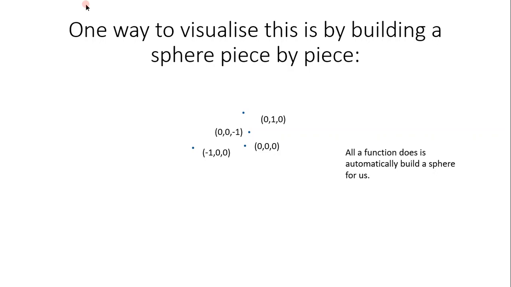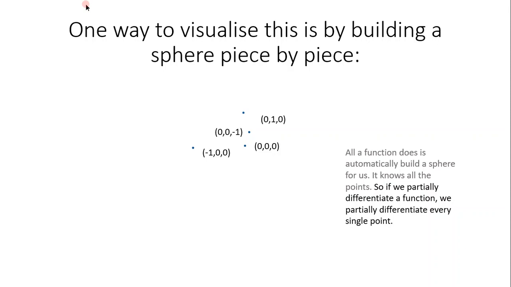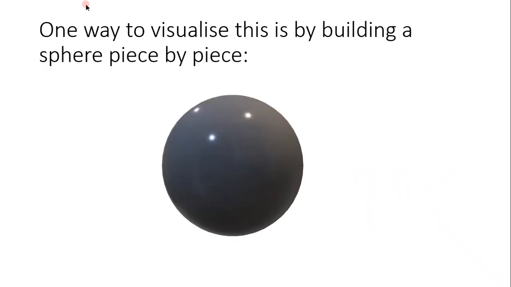All the function does is automatically build a sphere for us, so we don't have to dot the whole thing. It knows all the points. So if we partially differentiate a function, we partially differentiate every single point, which is the most amazing thing ever. So we've built our sphere using a function. We didn't dot everything. I'm sorry guys, I'm not going to do that.